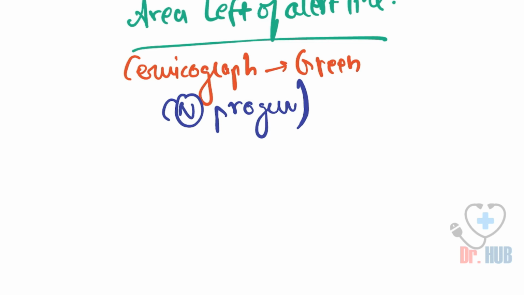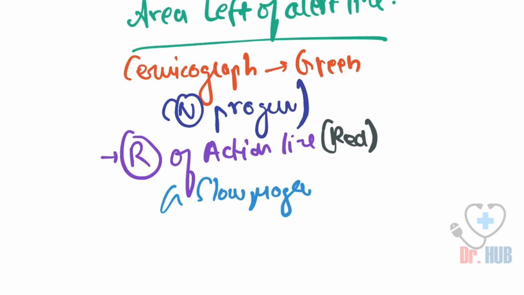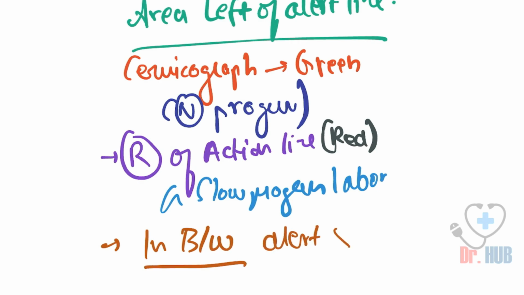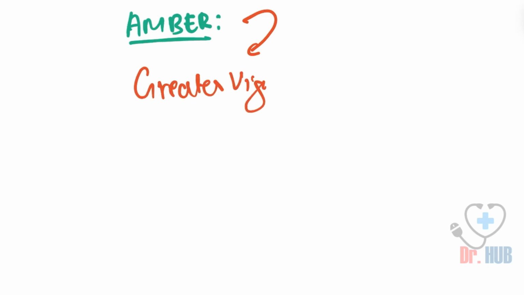And then there is the area to the right of the action line. This is colored red, and it indicates dangerously slow progress in labor. And the area right in between the alert and the action line is colored amber. This indicates the need for greater vigilance.